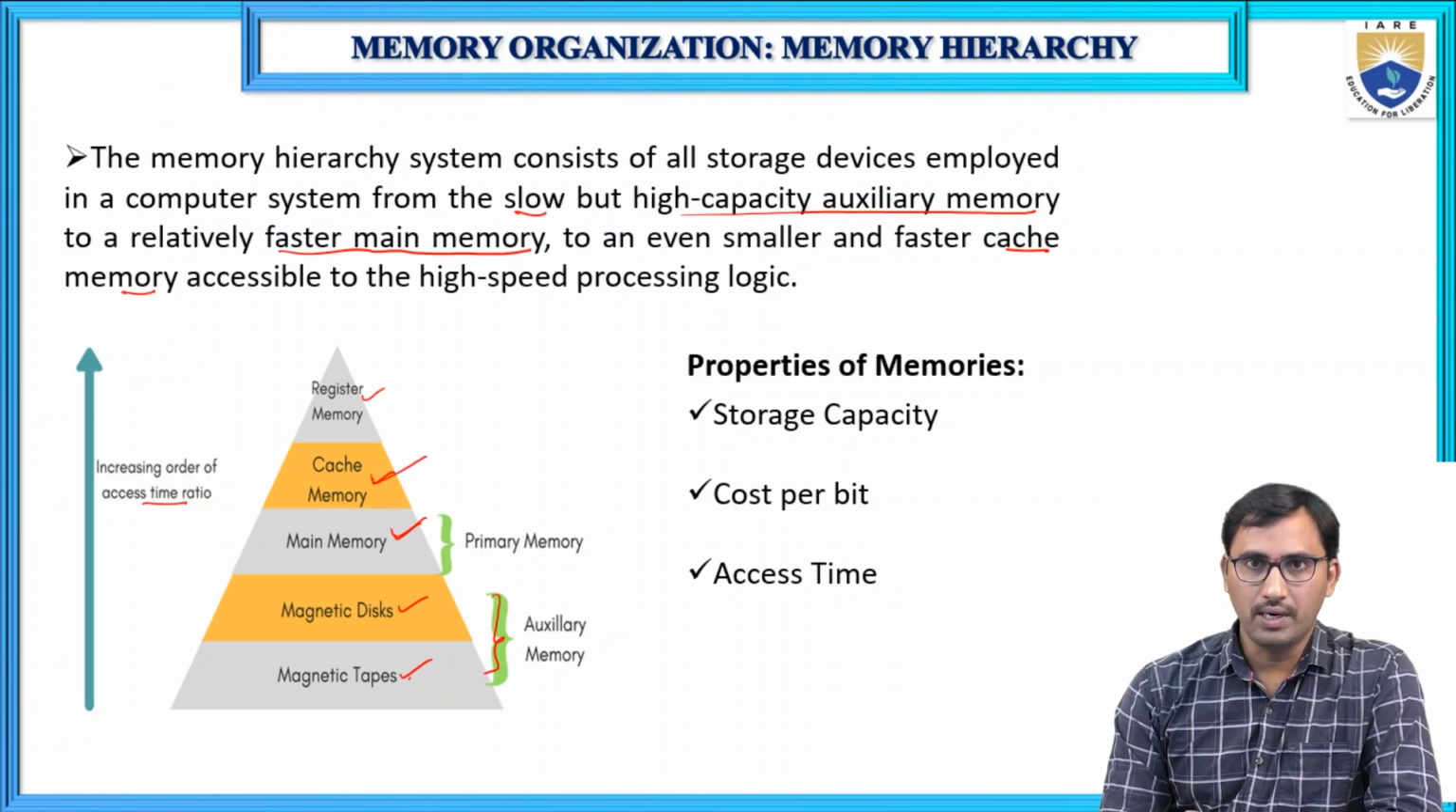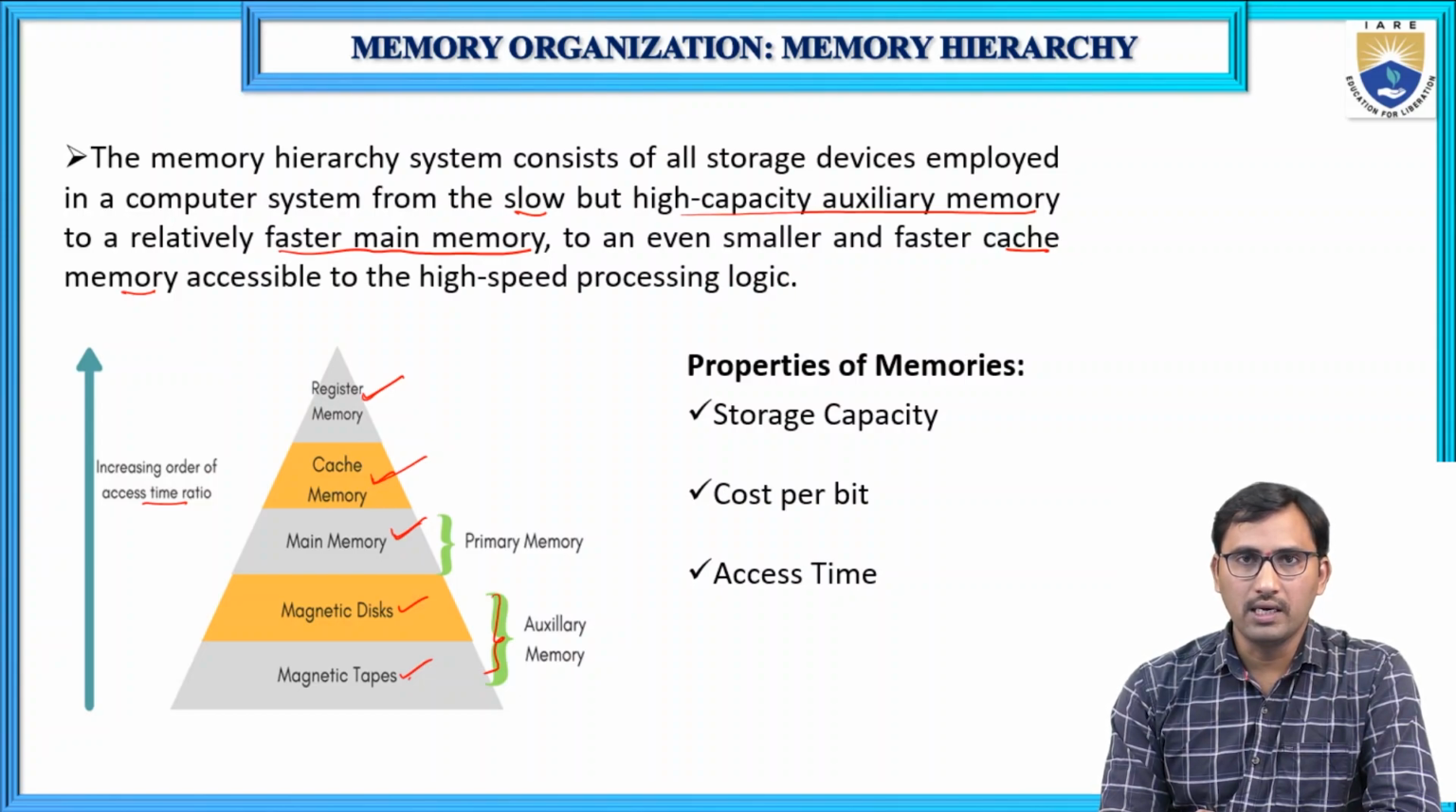And coming to the cache memory, it is small in storage capacity, but very fast. So access time is very low when you compare it with the main memory. And coming to the register memory, it is even faster, because registers are available inside the processor. So for the CPU, it is very easy to access data from the registers than from the cache memory, main memory, and auxiliary memory.